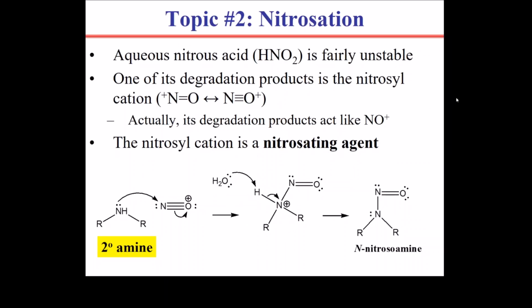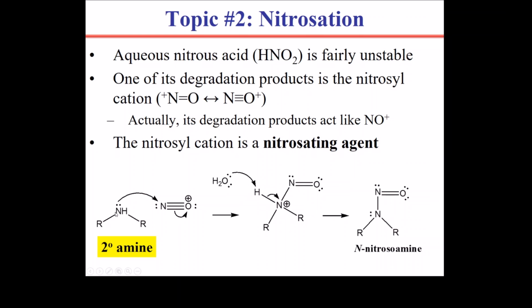Topic number 2, nitrosation. Nitrosation is the addition of the nitrosyl cation to an amine. Aqueous nitrous acid, so nitric acid is HNO3, nitrous acid is HNO2. Under aqueous conditions, this decomposes readily to things that act like the nitrosyl cation. So for the sake of simplicity, we just show the nitrosyl cation. This is a very reactive electrophile.